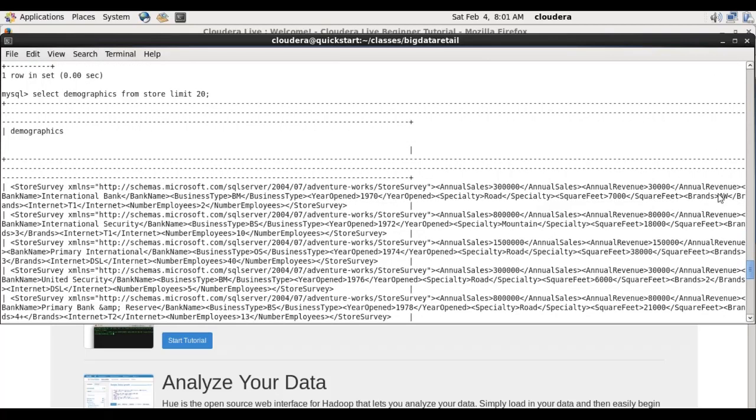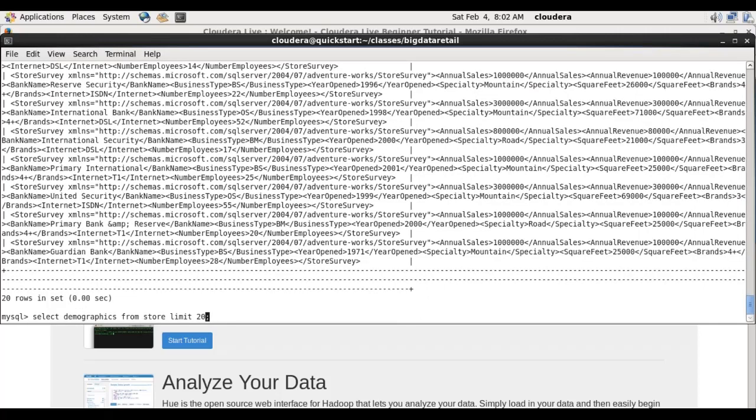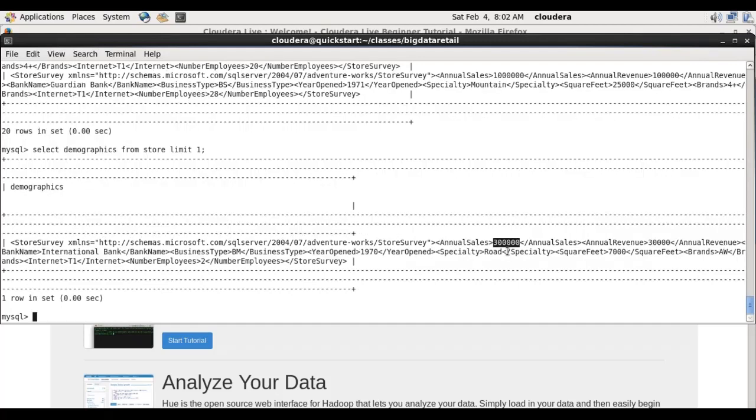So this store is actually holding XML data. Let's see the demographics of this. Let's just look at one so we can see it in plain sight. Store survey, annual sales is $300,000. Annual revenue, yeah, the bank name is International Bank. The business type is BM. The year it opened 1970. Specialty, square feet, the brand, the internet, so probably internet code or something, number of employees 2.